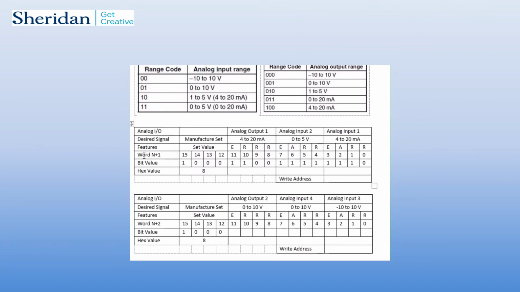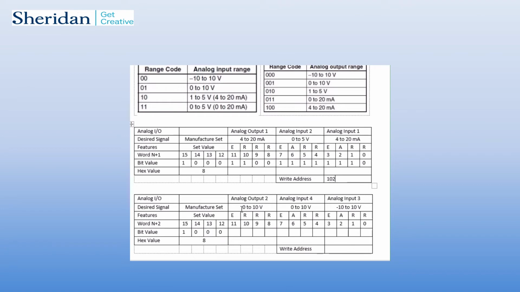Okay, so it says here what we're going to do is write the word to n plus 1. Well, that write address is the output address, or the output channel, that we last used for discrete n plus 1. So our last output channel is 101, so this one here is going to be 102.